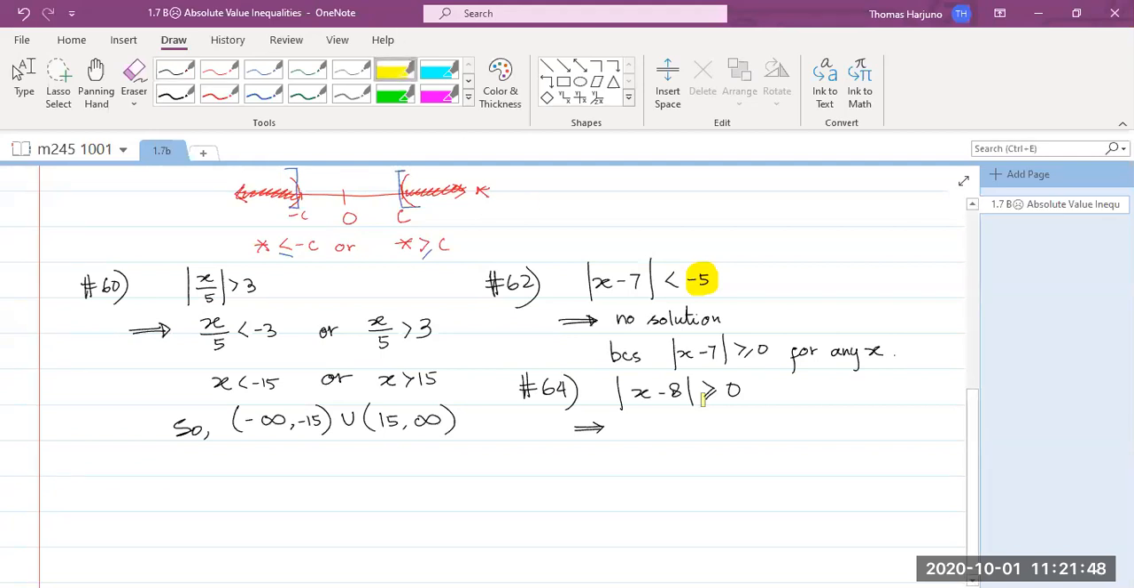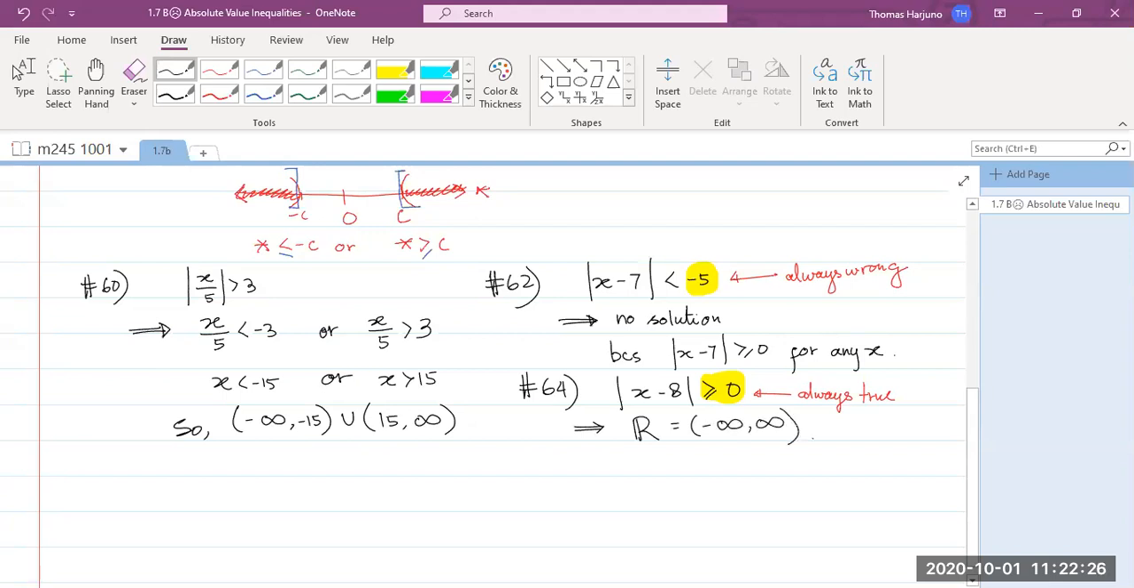In other words, this is always true. Right? That's always true, while this one is always wrong. Okay, now if we have always true, which we call an identity, then the solution will be all real numbers. Or you can say from negative infinity to infinity.